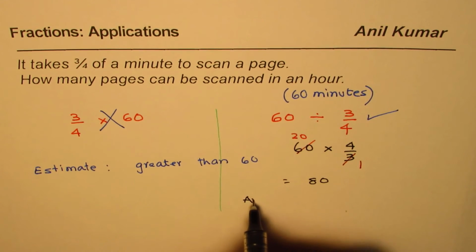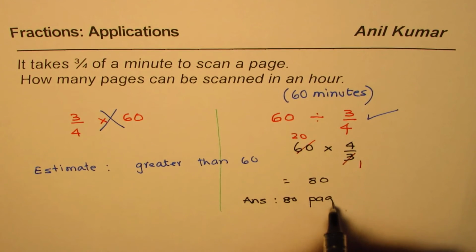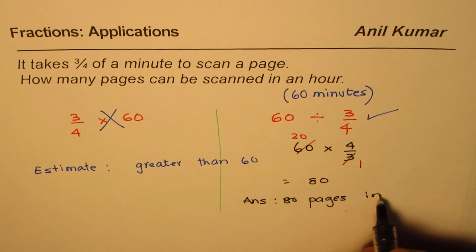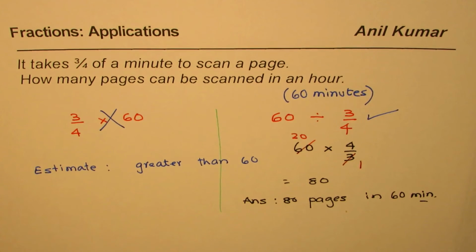So our answer is 80 pages in 60 minutes, or an hour, okay? So that is how you get your answer. So whenever the question is, it takes so much time to do a job, then in any given time, you have to divide by the time which it takes to do a job, a page. So that is the key. And I hope that concept is clear.